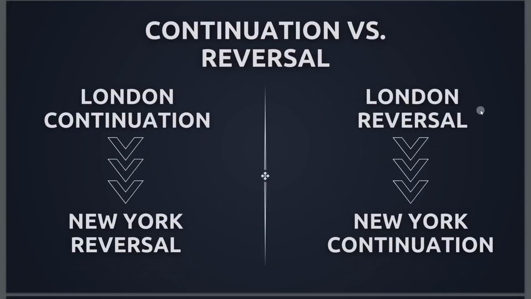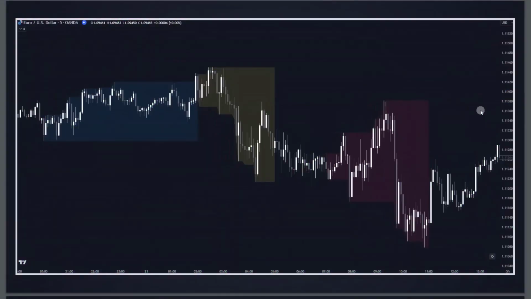But now to put it in a few words, London continuation means New York reversal. London reversal means New York continuation. So if London keeps going up, up, up, up, up, then we can expect a reversal in New York. However, if London already reversed, then we can expect New York to continue wherever London was going. Now let's cover some examples, and mostly I'm going to focus on the Asian sweep, and I'm also going to cover when London is reversing, when New York is reversing, the continuation and reversal part.